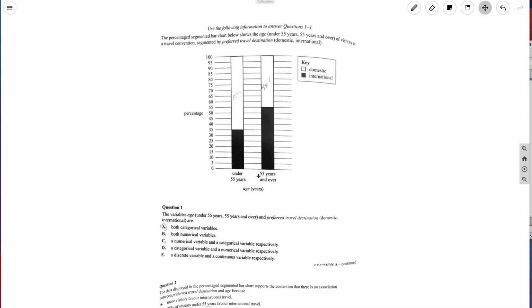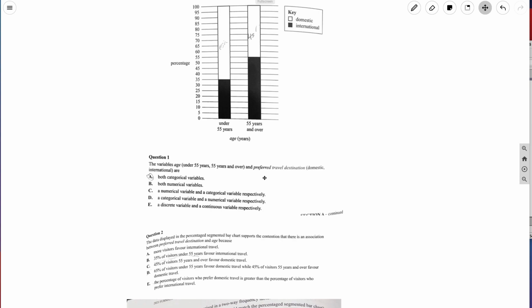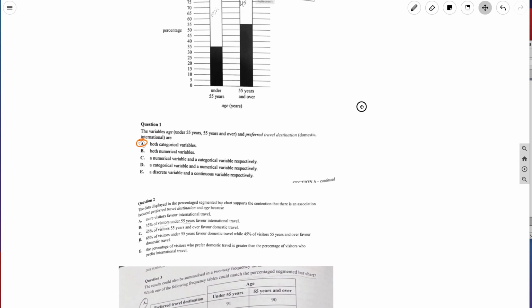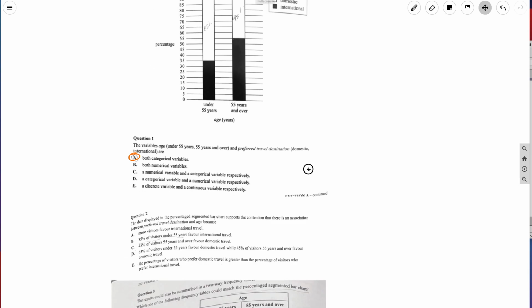The percentage segmented bar chart shows the age, under 55 years and over, of visitors at a travel convention, segmented by preferred travel destination. So the variables, age under 55 and over, and preferred travel destination, are both categorical. Also, my students might have put their own answers on here. We'll see if they're right or wrong at the same time, but don't worry about those. I'll do everything in orange. So they're both categorical. Even though you've got numerical, it's split into two groups, under and over, and the other one's obviously all in words, so that's categorical.